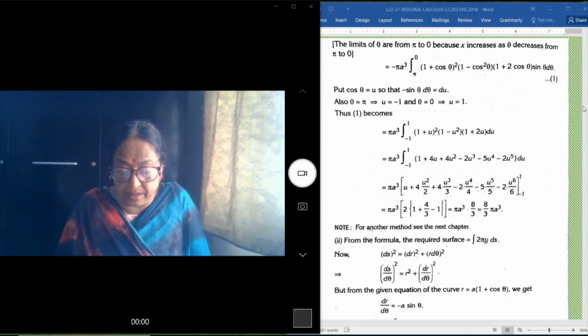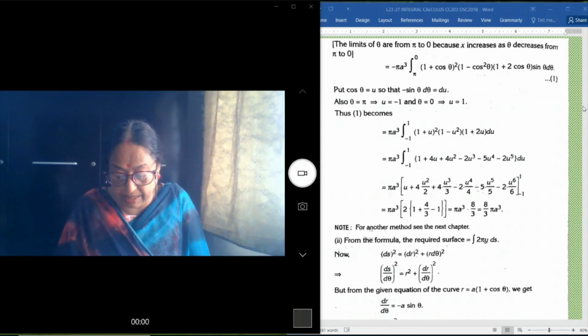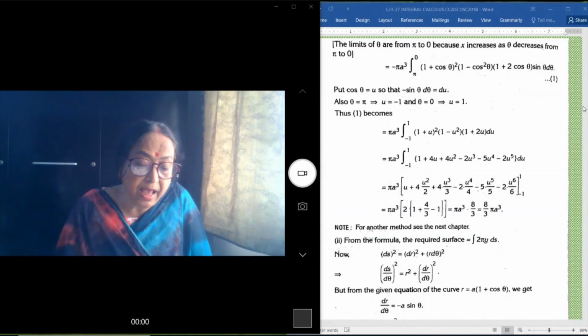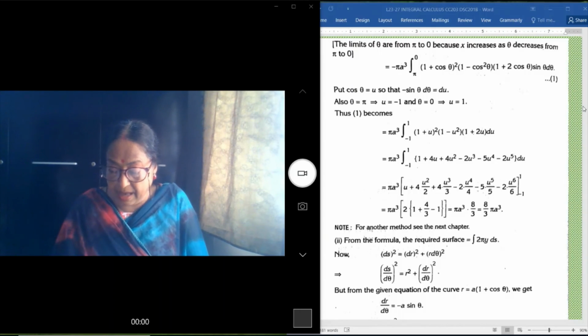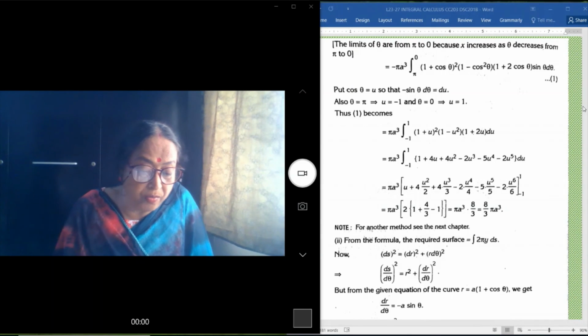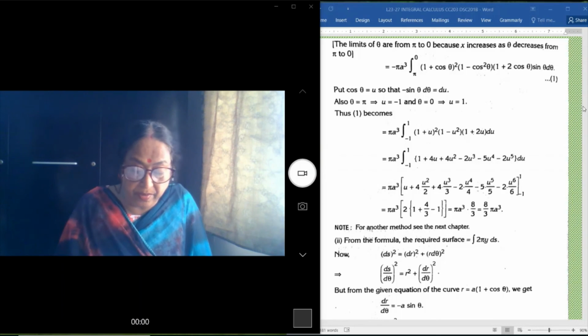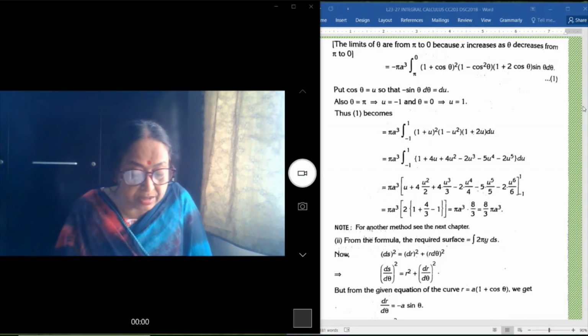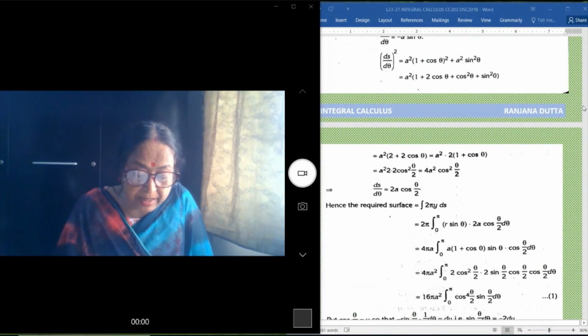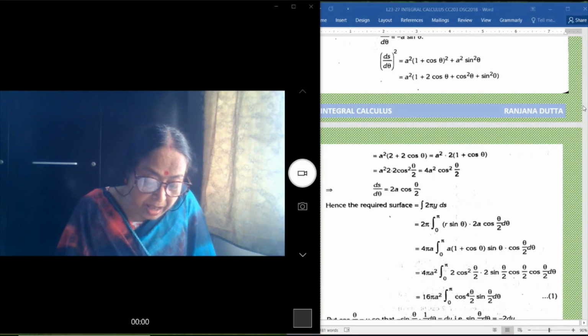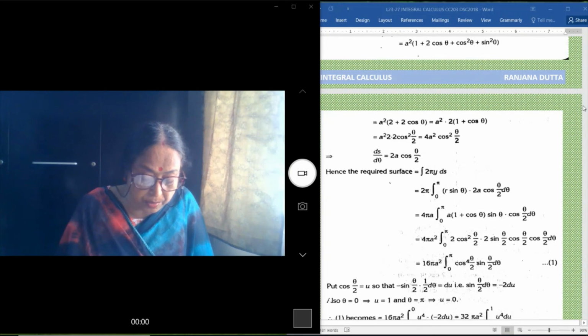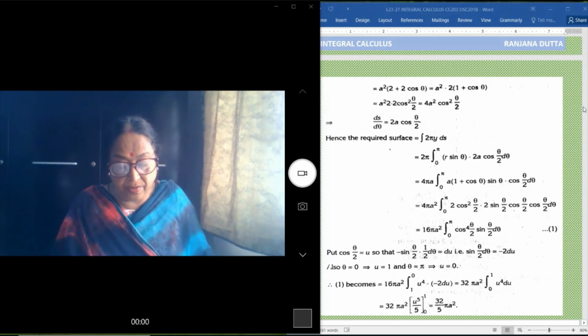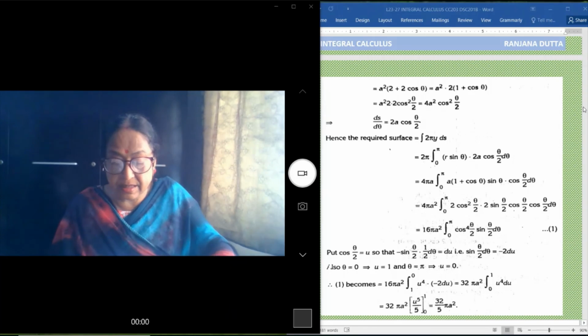Now for the surface area, we have to integrate 2 pi y ds. ds can be calculated as you can see, and then putting the limit and integrating over the limit 0 to pi, we again put cos theta by 2 is equal to u, so minus sin theta by 2 d theta is equal to du, and we will get the required result.